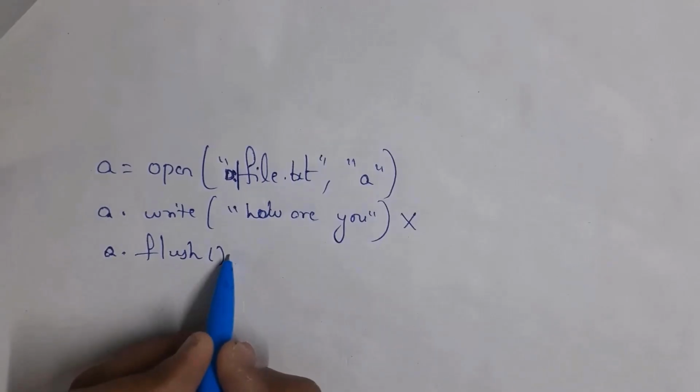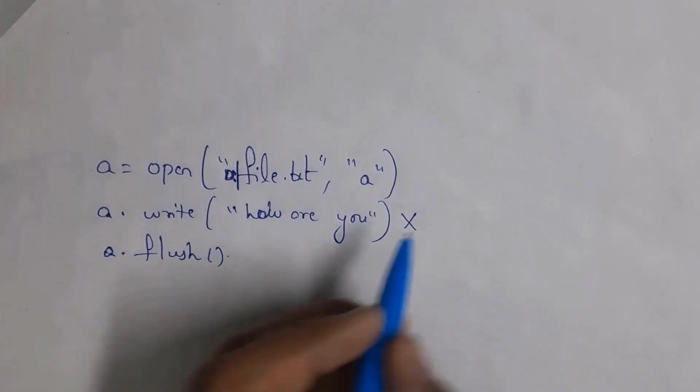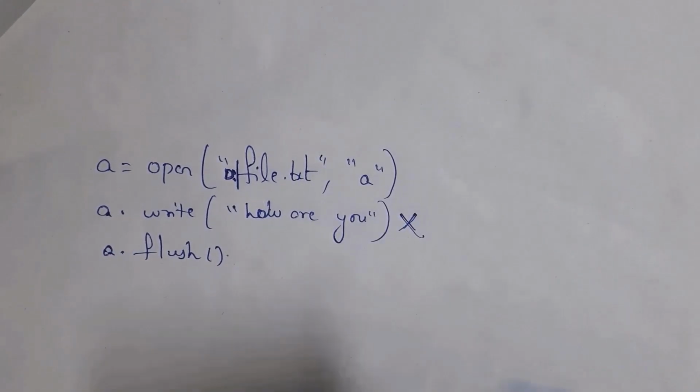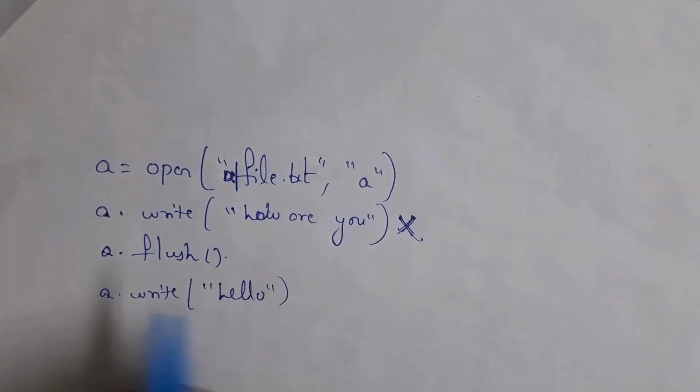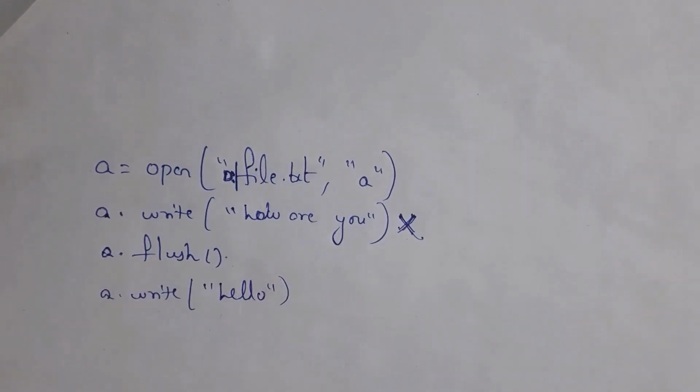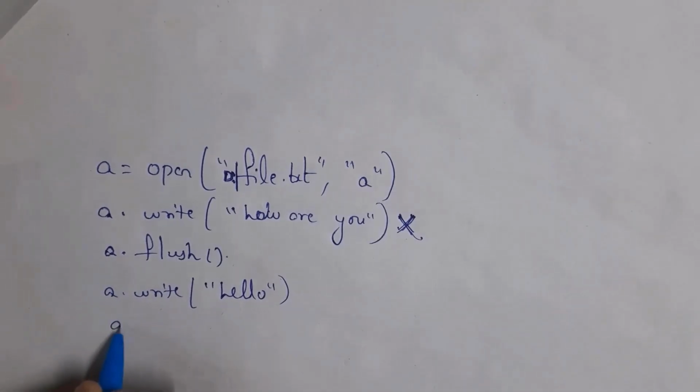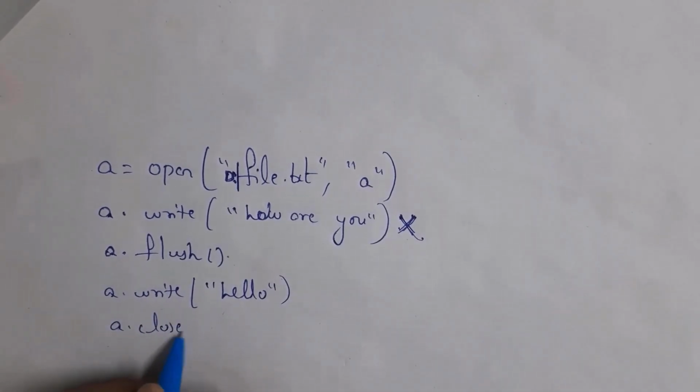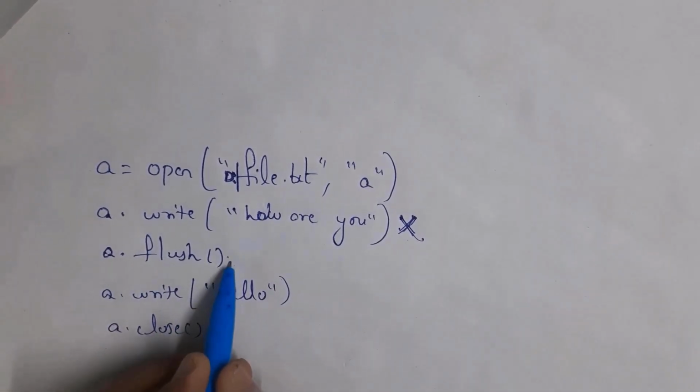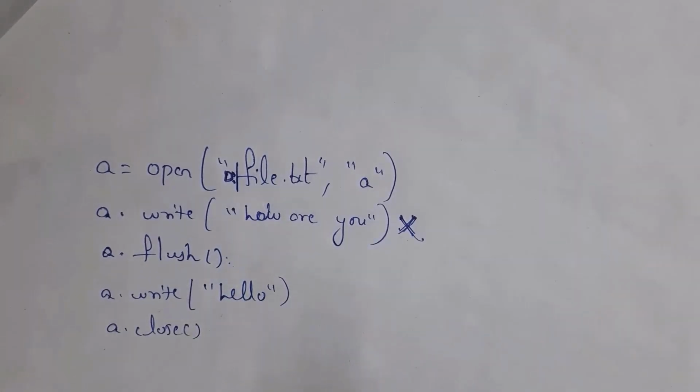This flush is used to flush the previous statement. So it will flush this previous statement, and next I want to add hello. So just write here a.write("hello"), and at last you need to close this file, so just write a.close(). This is the program. If you want to flush any previous statement, then you can use the flush method.